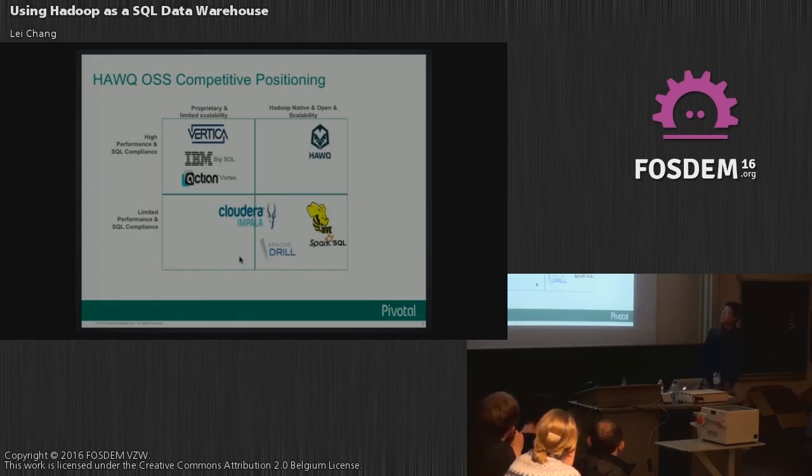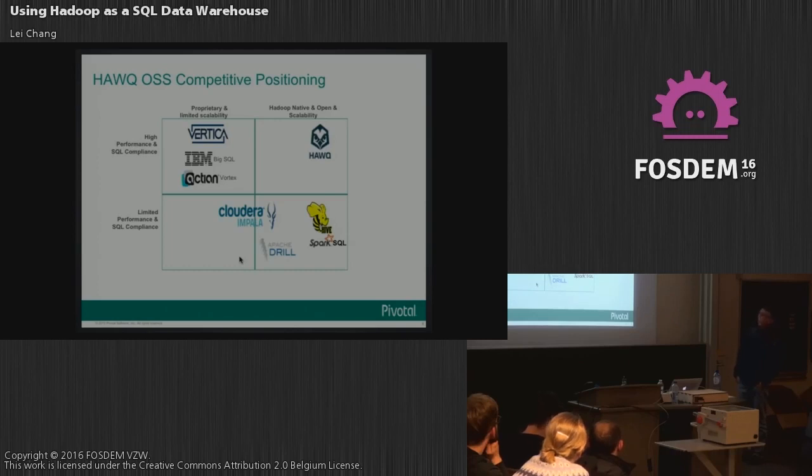And this is how we position Hawk compared to a lot of other SQL and Hadoop solutions. You can see there are two dimensions. The first dimension is about performance and SQL compliance. A lot of traditional data warehouses, for example Vertica, IBM, or Vertex action, have SQL-compliant engines and high performance. For some newer SQL and Hadoop solutions, for example Impala, Jira, Spark SQL, or Hive, performance is limited. From the SQL standard side, if you want to run TPCH or TPCDS queries, you typically need to rewrite the query. It's not standard compliant.